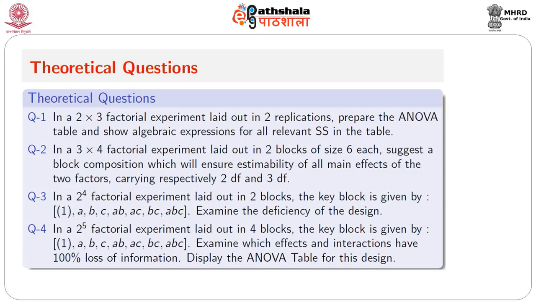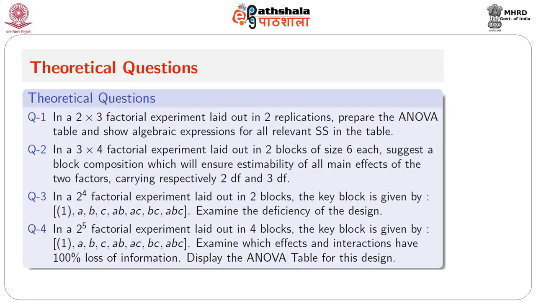The moment you say there are 2 blocks, you are thinking of confounding. So you have to suggest a block composition which will ensure estimability of all main effects of the 2 factors, carrying respectively 2 degrees of freedom for the factor A at 3 levels and 3 degrees of freedom for the factor B at 4 levels. You have to maintain estimability of the main effects of both A and B, and then you have to suggest a block composition. Naturally, you have to think of higher order interaction going out.